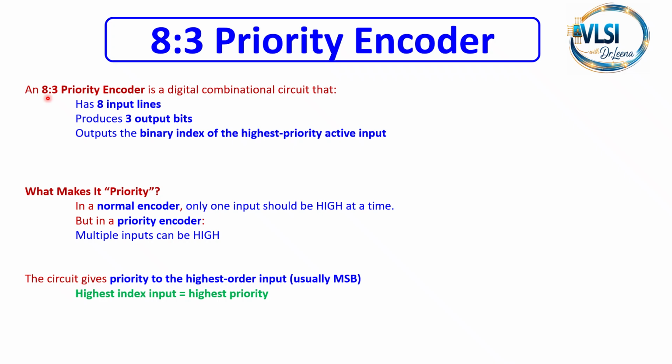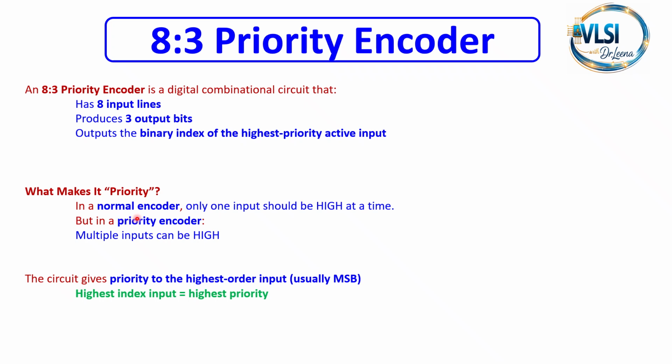So what is an 8:3 priority encoder? It is a digital combinational circuit that has 8 input lines and produces 3 output bits. It outputs the binary index of the highest priority active line. So here, what makes it priority?